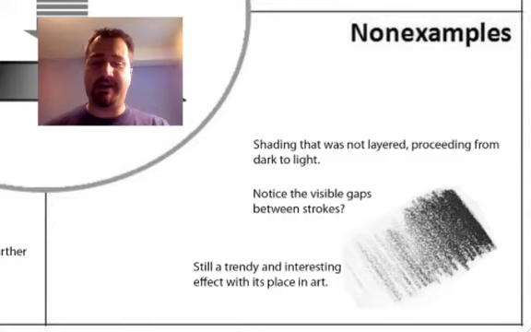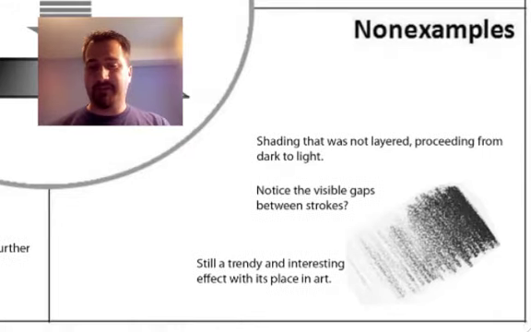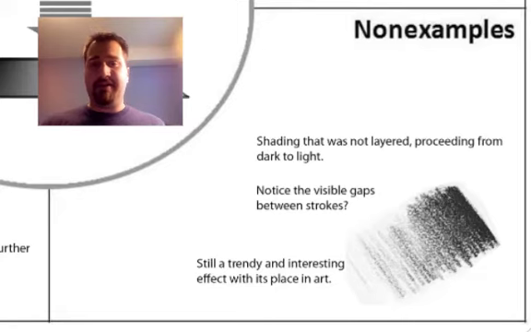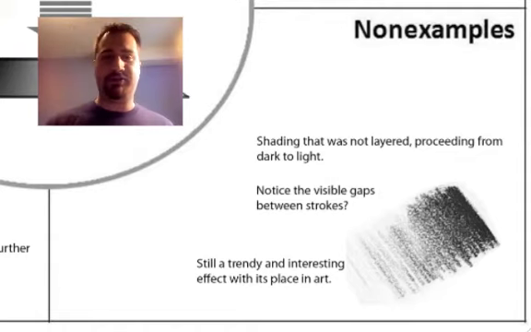Let's look at some non-examples. Shading that is not layered, basically you can see all the strokes. You can see the gaps. There's the white of the paper showing through. Now, it's cool, it's trendy. There's a place in art for art like this. I'm not saying this is bad. I'm just saying as far as the objectives for the way I teach you, it's not going to line up right. So you want to do it the long way rather than the shortcut way.